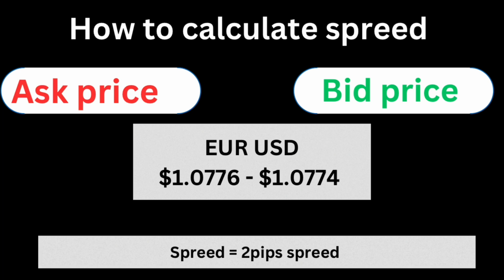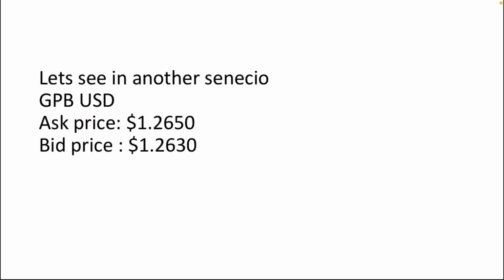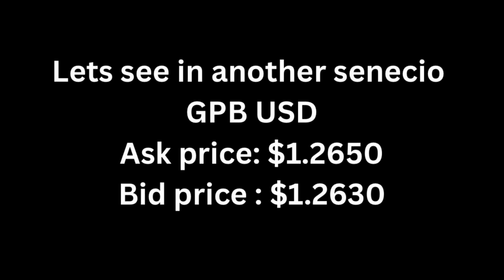Then you multiply it by 10,000. That will give you an approximate of what? 2 pips spread. Let's take another scenario.